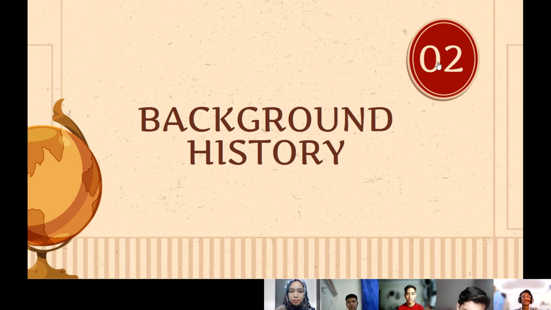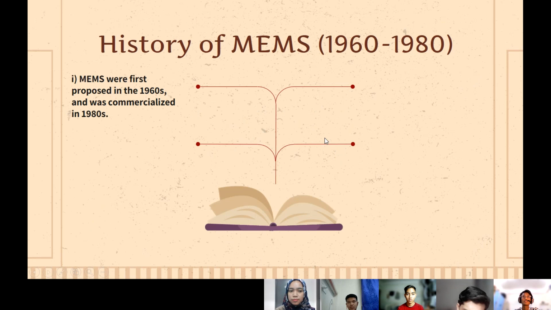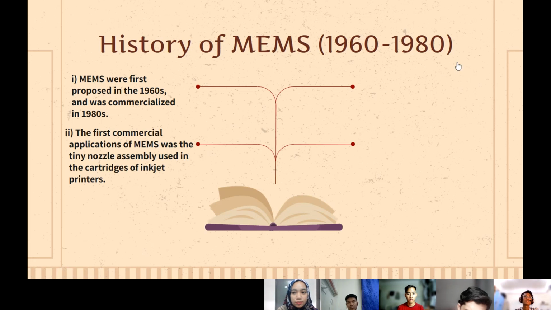Next. History of MEMS from 1916 until 1980. MEMS were first proposed in the 1960s but not commercialized until the 1980s. Engineers and the scientists wanted to use integrated circuit fabrication techniques to make tiny mechanical systems, which could, if necessary, be connected to electronic circuits on the same chips.